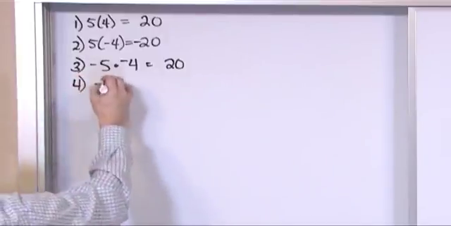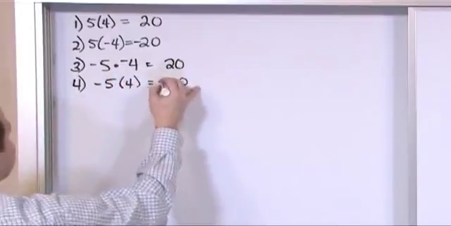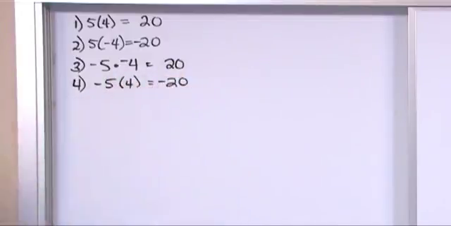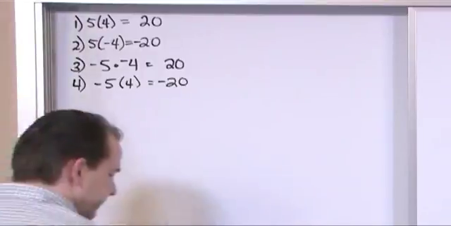Number 4, let's say negative 5 times 4. Again, 5 times 4 is 20, and the signs are different. So we're going to have a negative sign there in the answer. So really, it's just a few little things to remember. And after that, you're really in good shape.